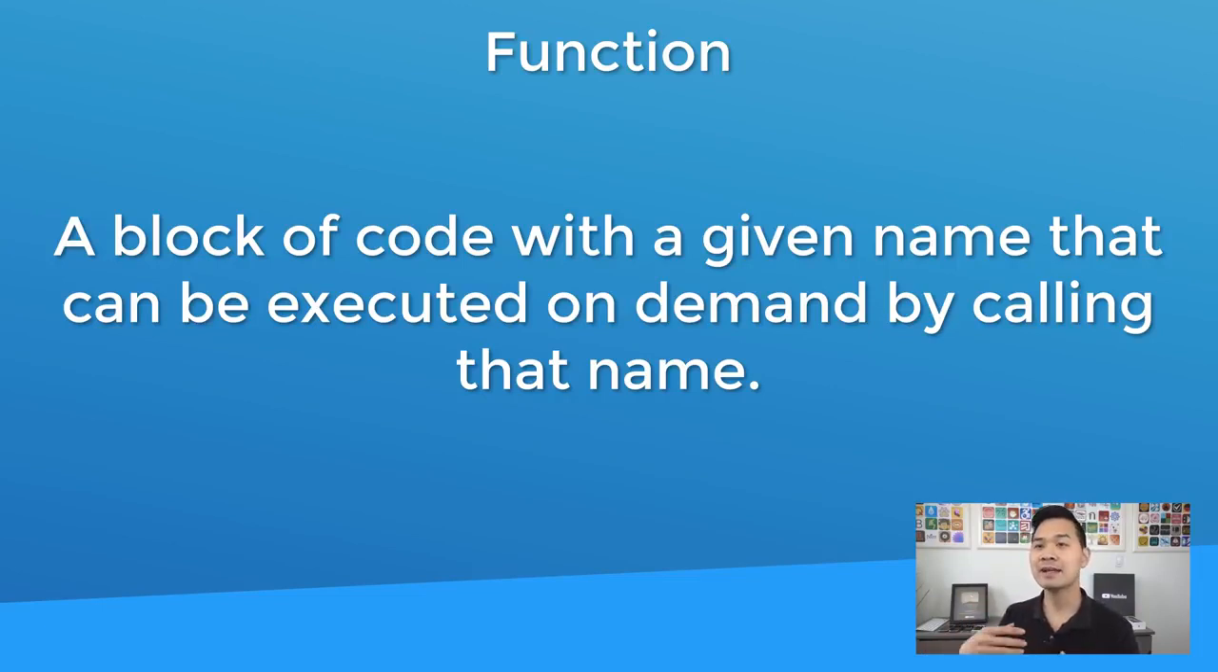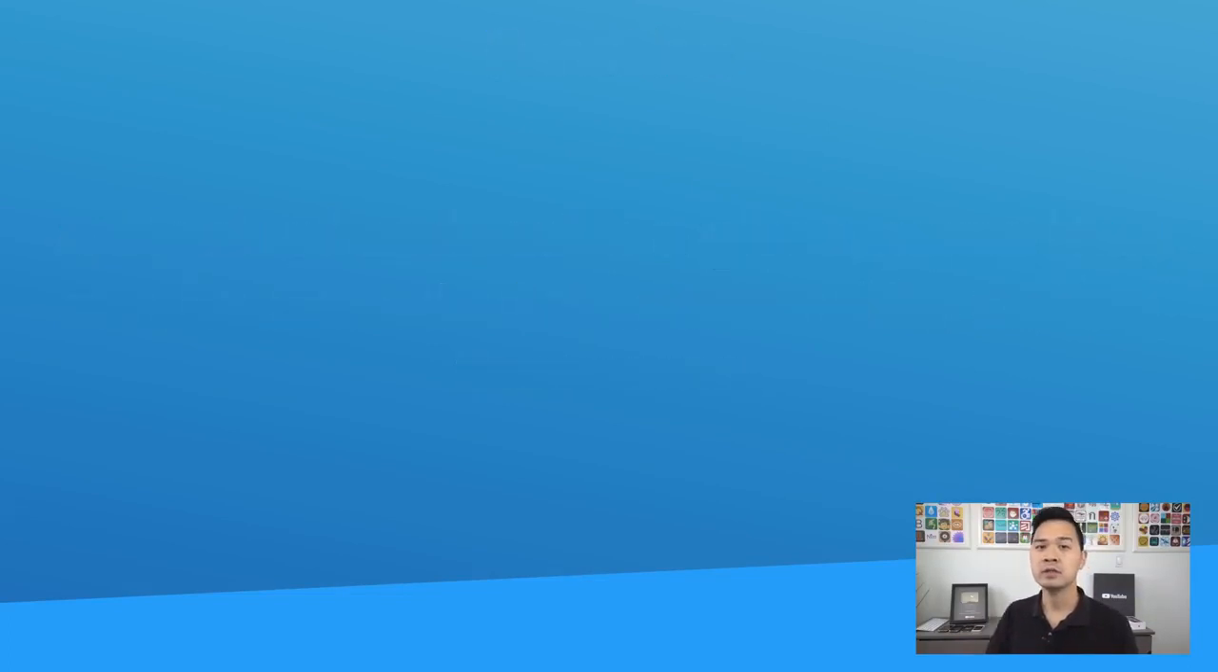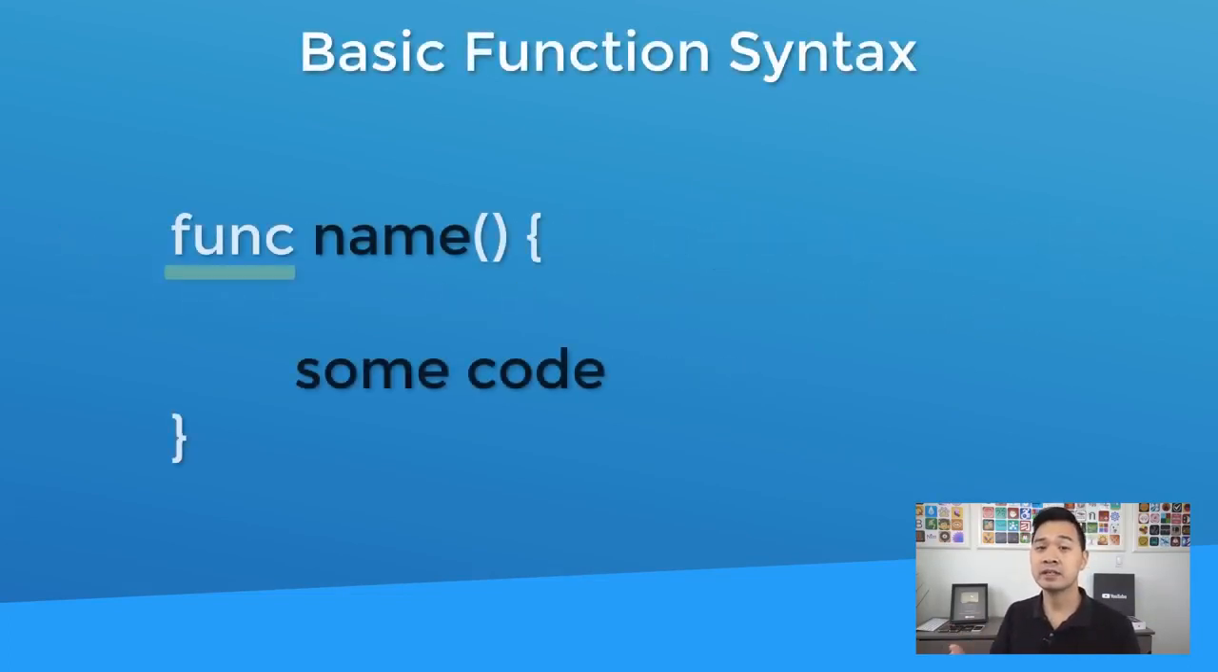So let's take a look at how to define a function first. It all starts with the func keyword, or F-U-N-C, followed by a space and then your function name. You can give your function any sort of name you'd like, but you should be descriptive about what the code inside the function does, so that when you want to perform that task, you know which function to call.